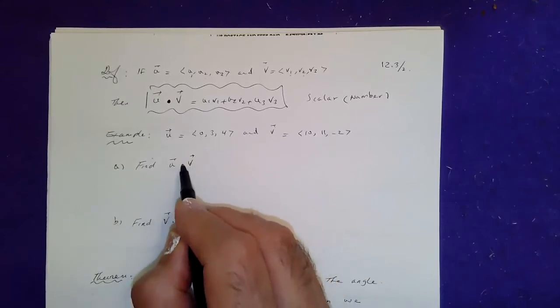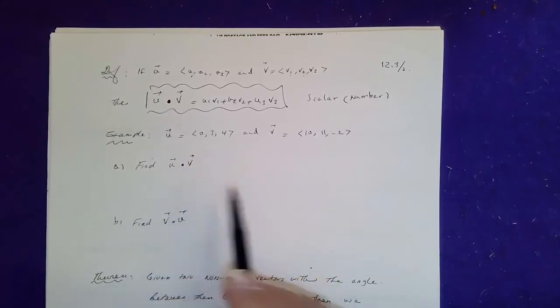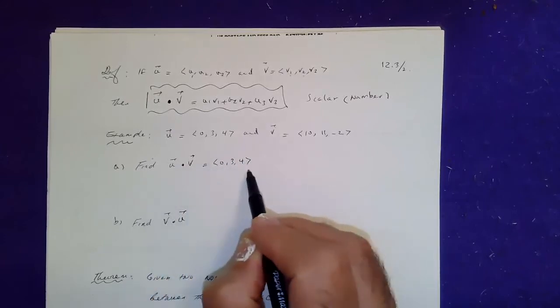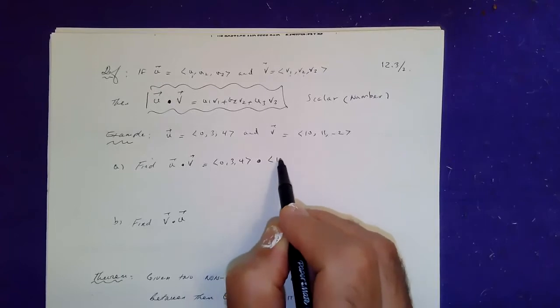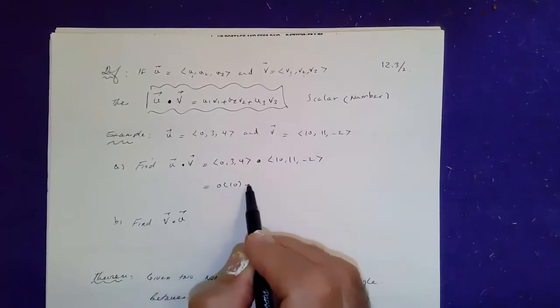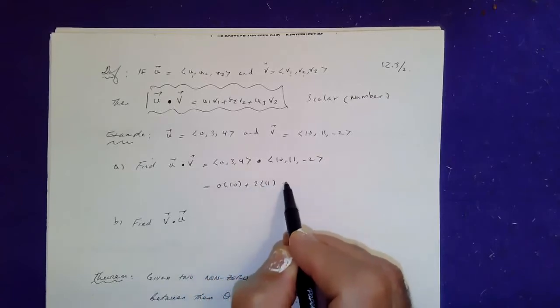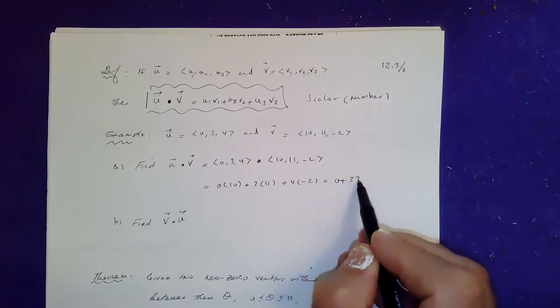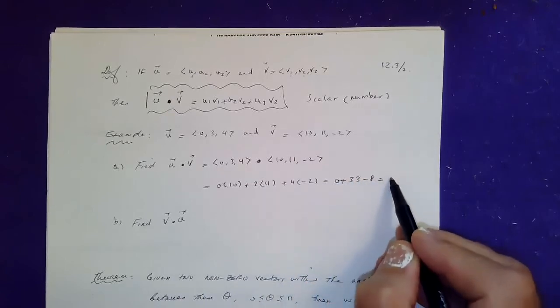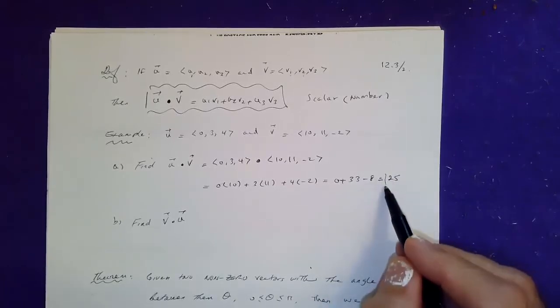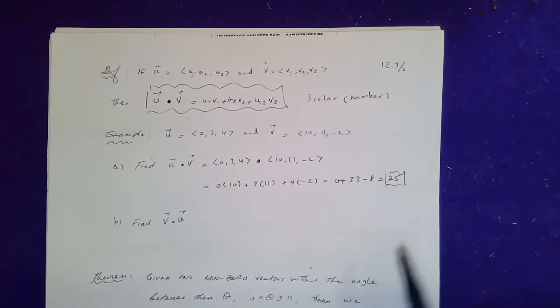So let's just try to find the dot product of these two vectors and see what happens. We're trying to find the dot product of ⟨0, 3, 4⟩ and ⟨10, 11, -2⟩. So that would be 0 times 10 plus 3 times 11 plus 4 times -2. That would be 0 plus 33 minus 8, and that would be 25. You all see that? Notice the answer came out as a number.